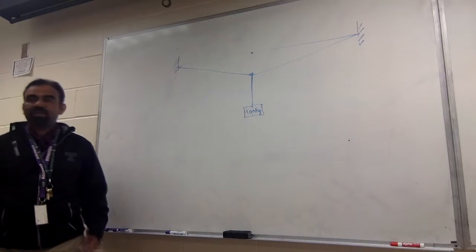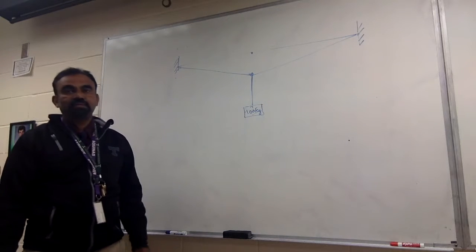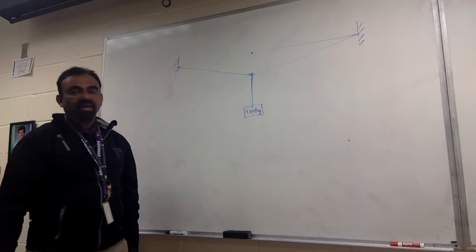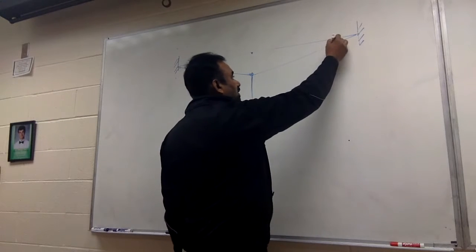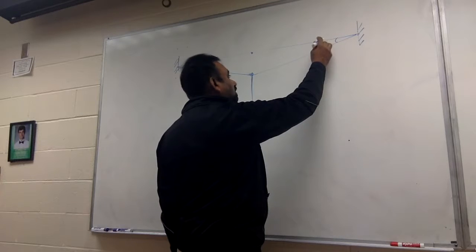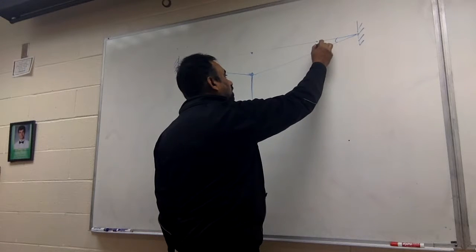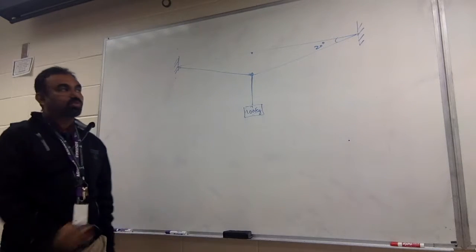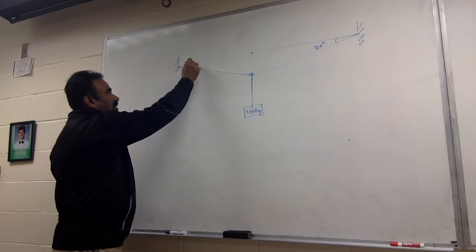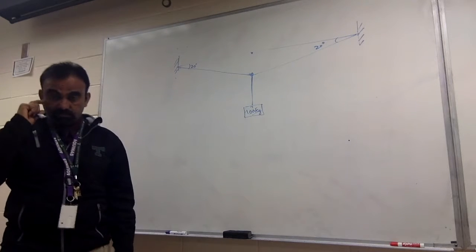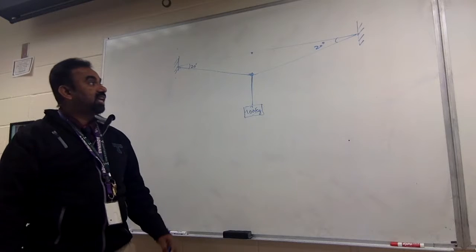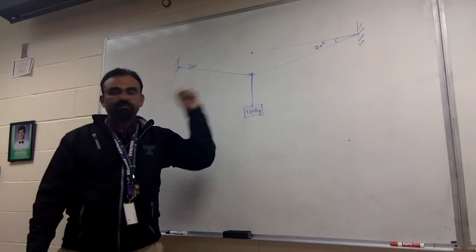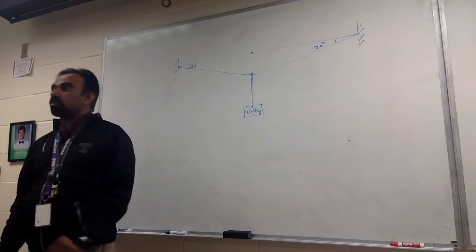So if you have 100 kilograms in here, and this whole thing is hanging, and if this angle is 20 degrees, and you are actually right in the middle, what are the tensions in these cables? What are the tensions in those ropes?